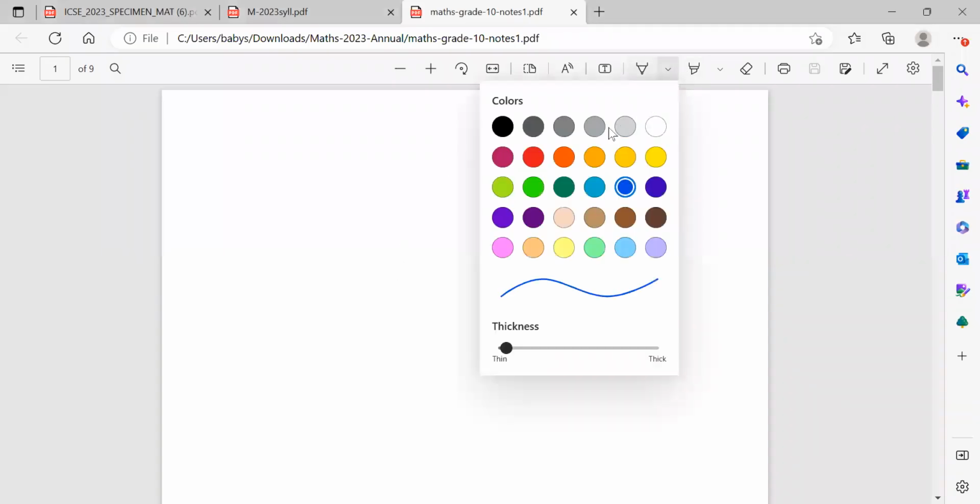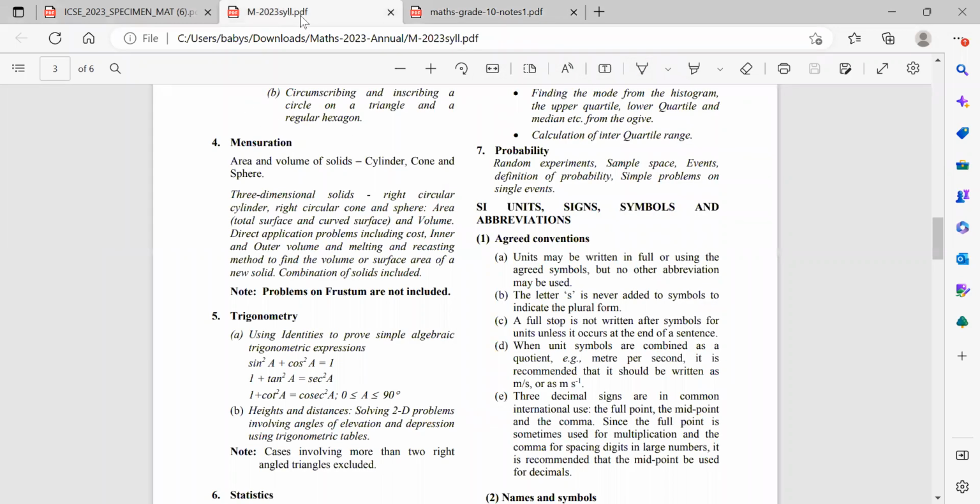Okay, so in this session, we will have a recap about mensuration, that is cylinder, cone, and sphere. I'll just take you to the syllabus. If you look here, area and volume of solids, we have cylinder, cone, and sphere. I'll just highlight it here. All right, three-dimensional solids. So we have right circular cylinder, right circular cone, and sphere.